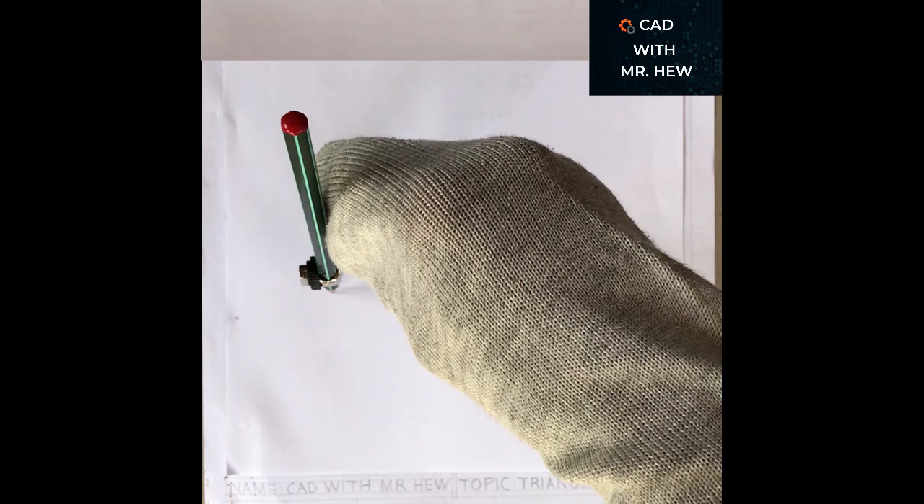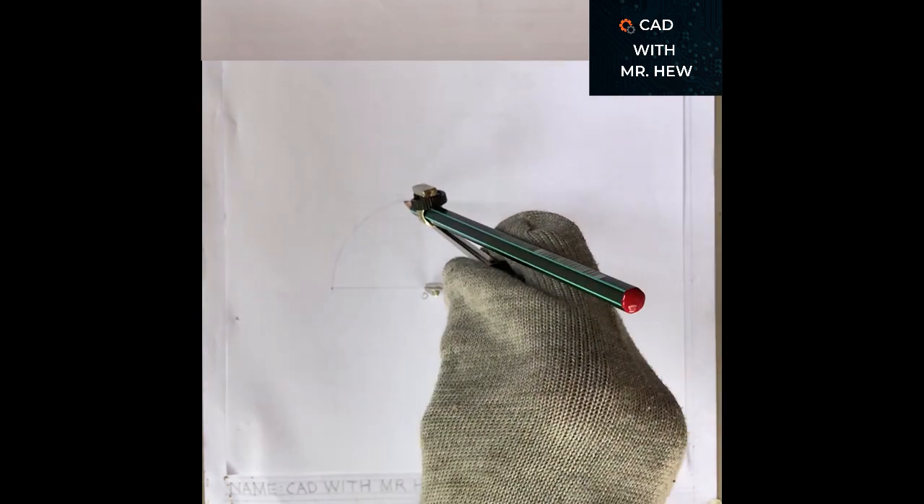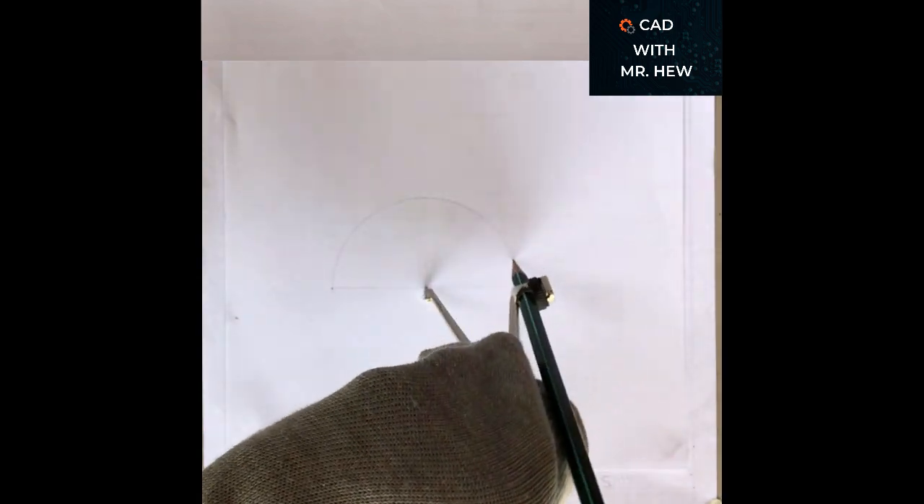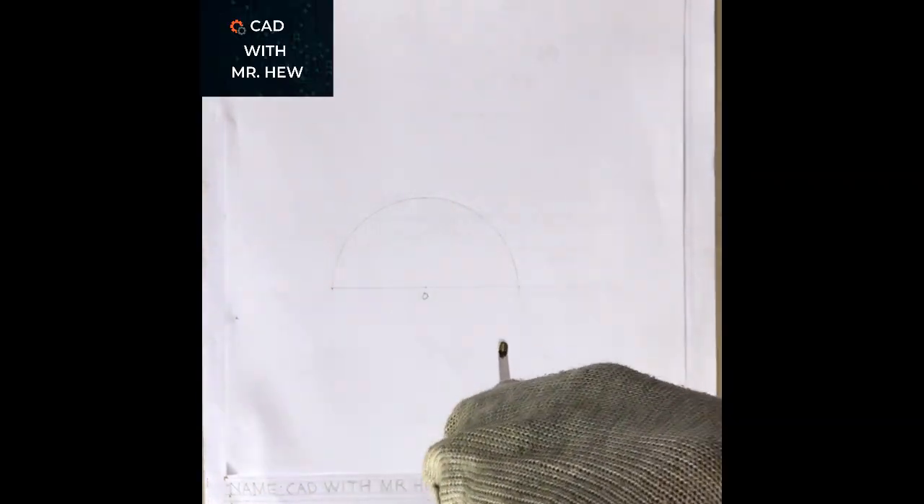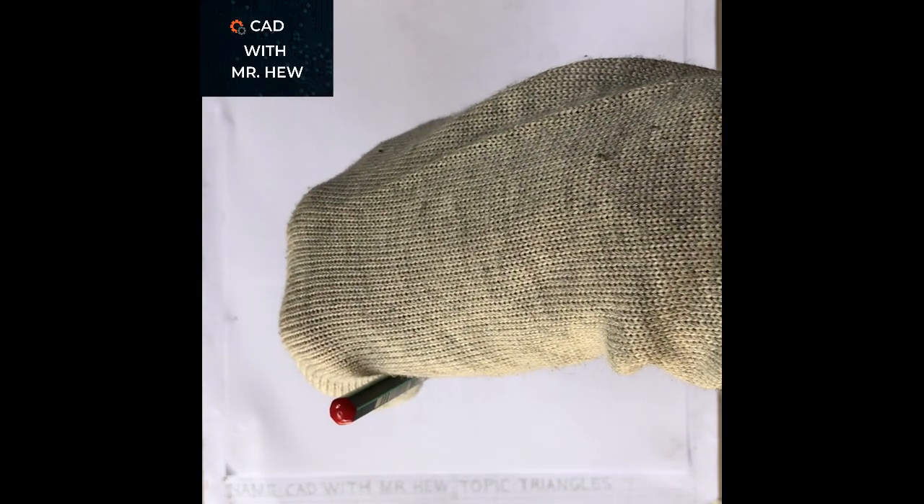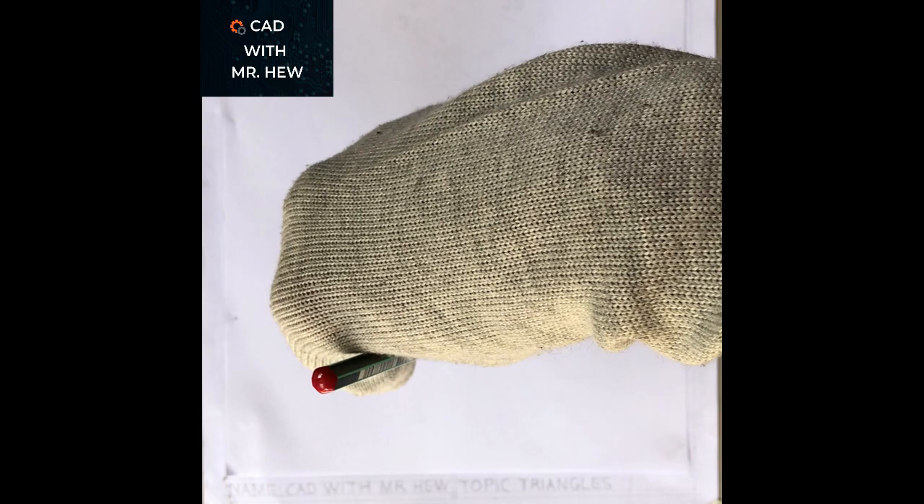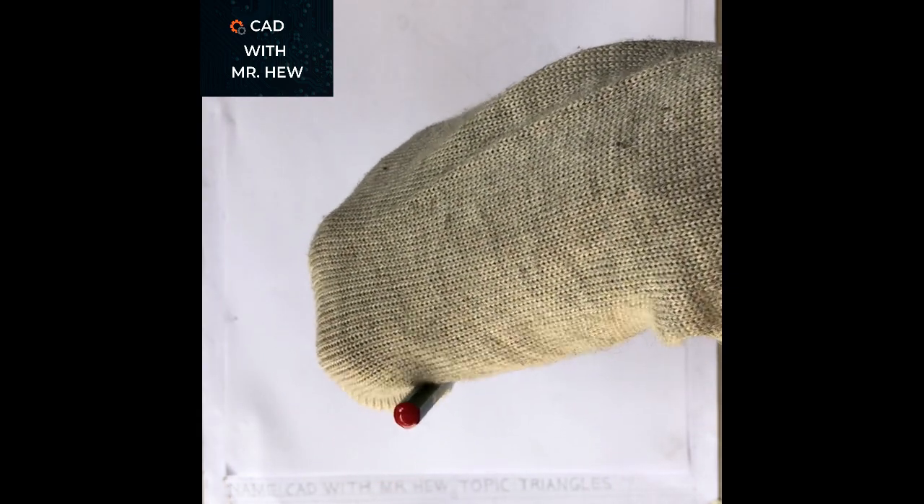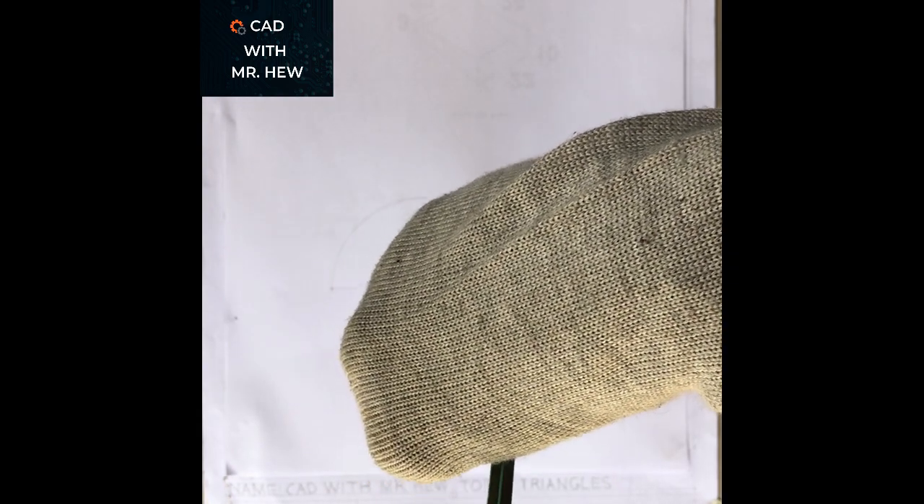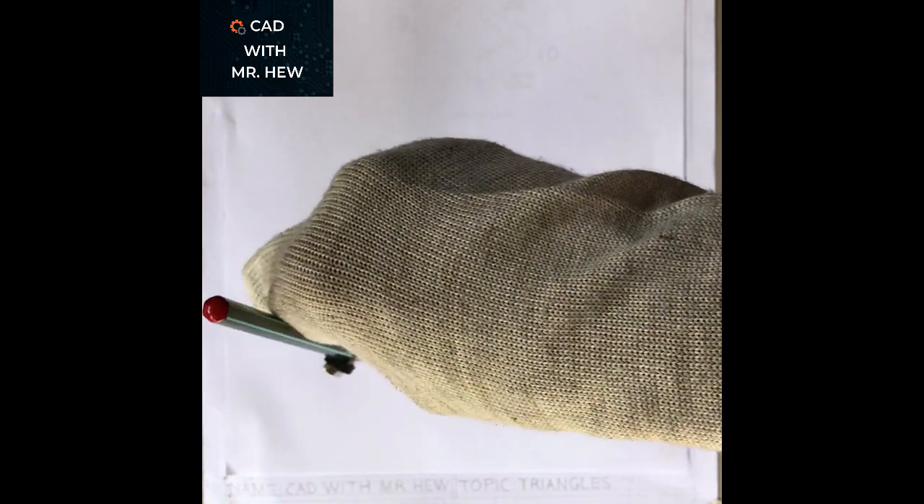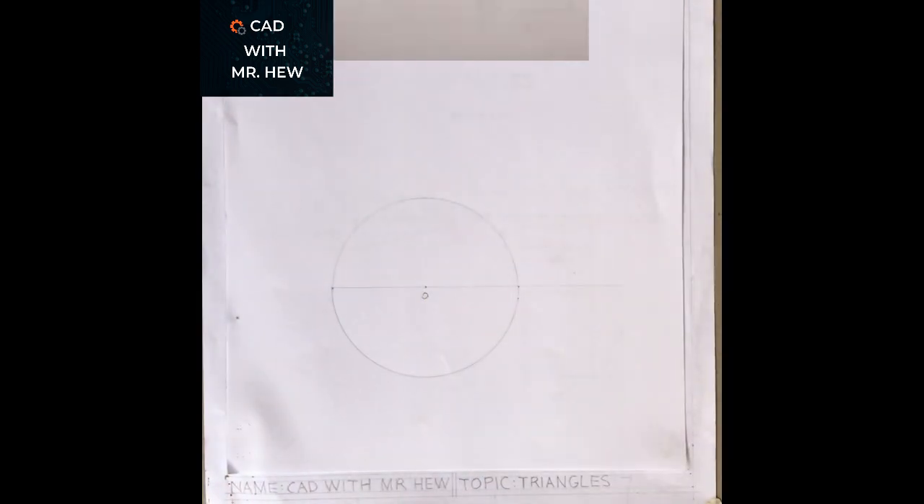We're going to open our compass to 4 centimeters, and we're going to draw a circle because we're using a circle of 4 centimeters in today's video. So we use our compass and pencil to draw the circle of radius 4 centimeters.